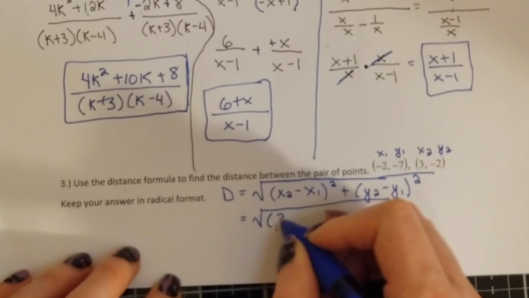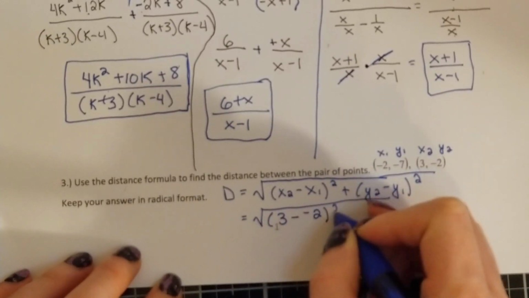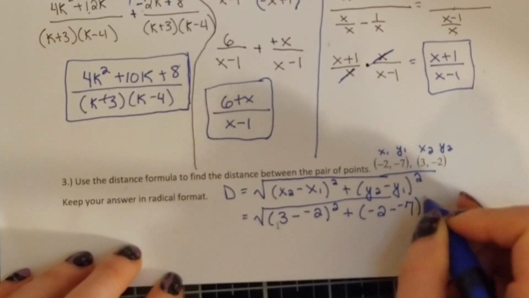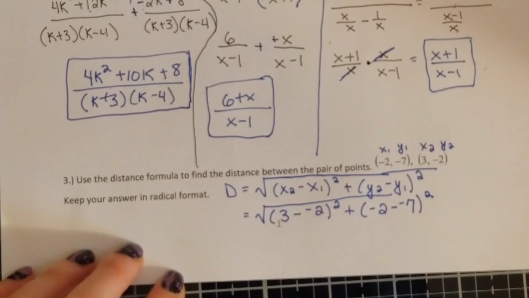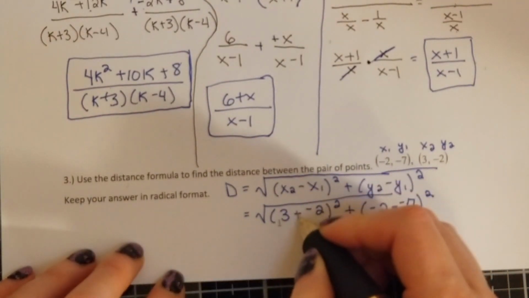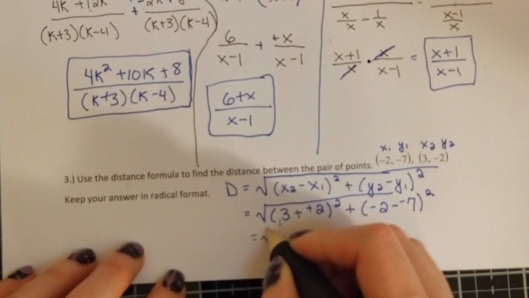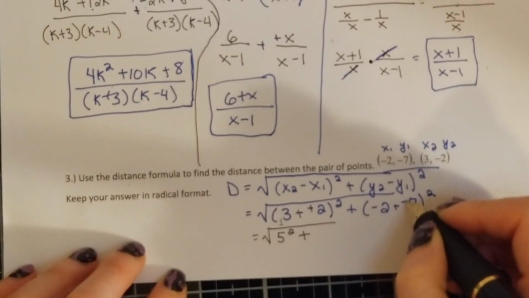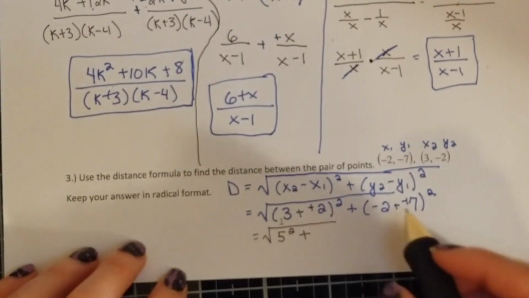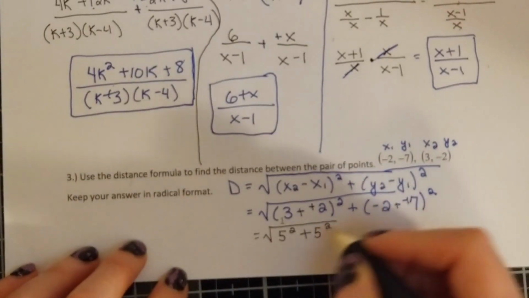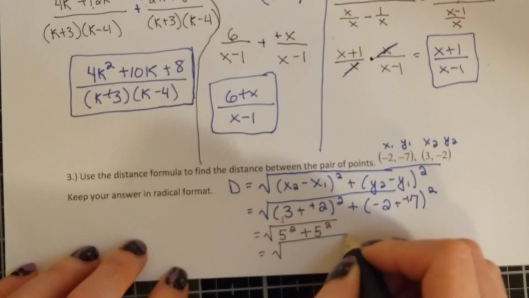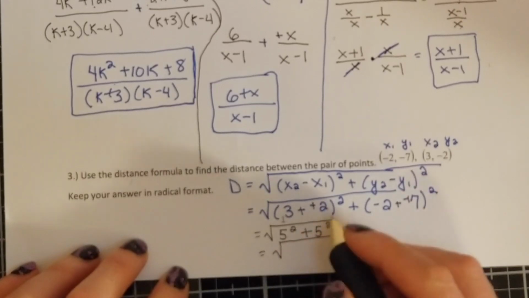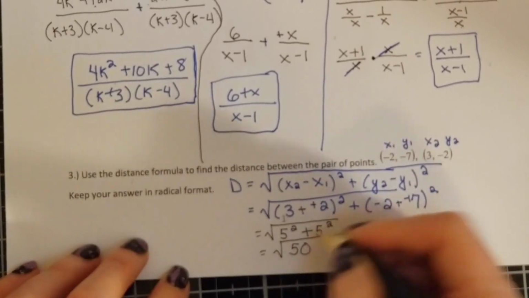So we have 3 minus negative 2 squared plus negative 2 minus negative 7 squared. Change your signs in the middle. So 3 plus 2, that would be 5 squared. Change your signs in the middle there. So 7 minus 2, again, that would be 5 squared. So 5 squared would be 25 plus another 25. So 25 plus 25, that would be 50.